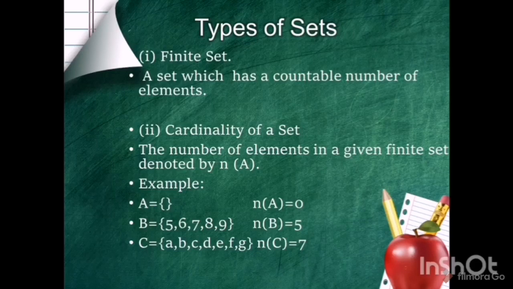How about yung cardinality ni set B, which consists of numbers 5, 6, 7, 8, 9? Now, ilan ba yung elements na nasa loob ni set B? Okay, very good. Meron tayong 5 elements sa loob ni set B. Letter C, we have a, b, c, d, e, f, g. Now, what is the cardinality of set C? Okay, very good. 7, dahil sa loob ni set C, meron tayong 7 letters.